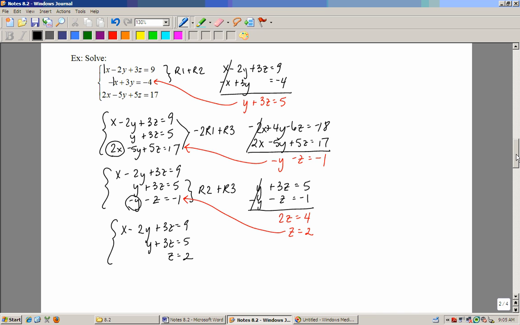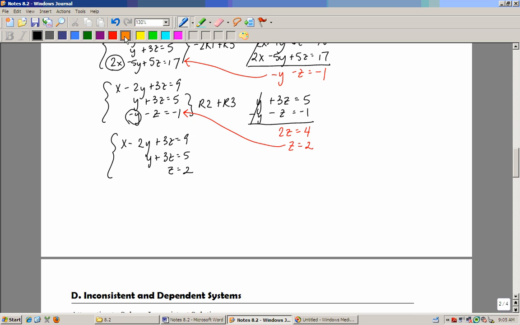So now you can take this z and plug it back in order to find the other 2 variables. If you plug that into the second equation, you can solve for y. So this is y plus 6 equals 5. If you subtract 6 from both sides, you get y equals negative 1.